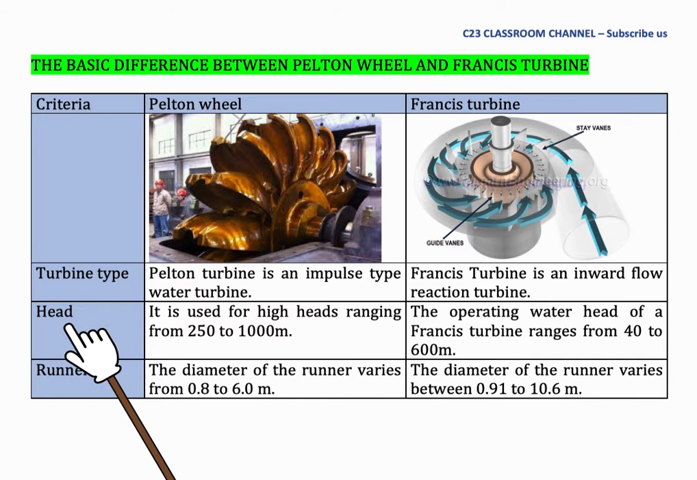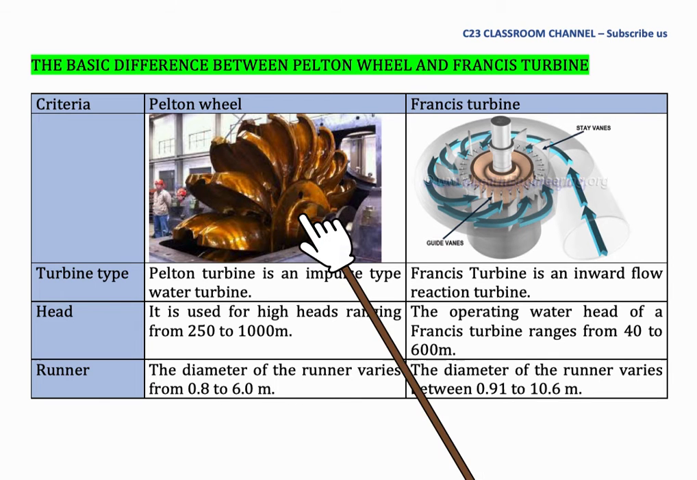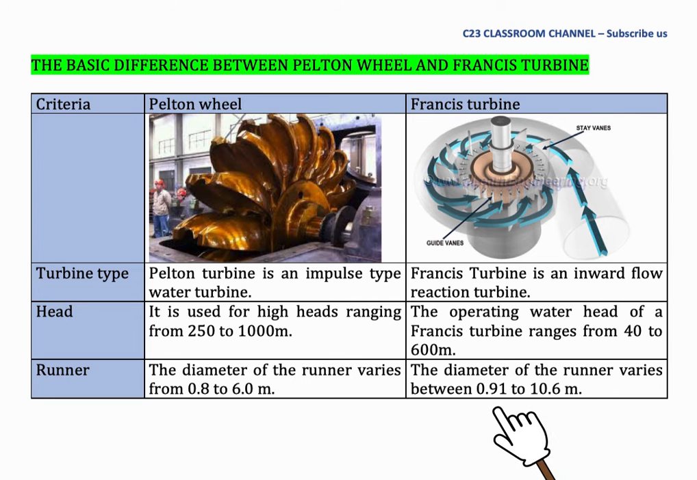The water head used in the Pelton wheel normally ranges between 250 to 1000 meters high, and the operating water head of a Francis turbine ranges from 40 to 600 meters. For the runner, the diameter varies from 0.8 to 6.0 meters for the Pelton wheel, and the diameter of the runner varies between 0.91 to 10.6 meters for the Francis turbine.